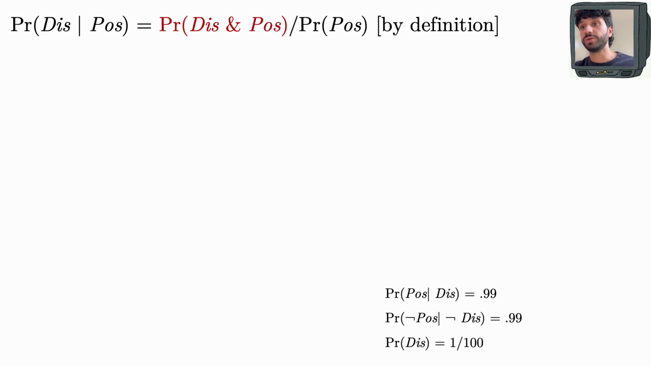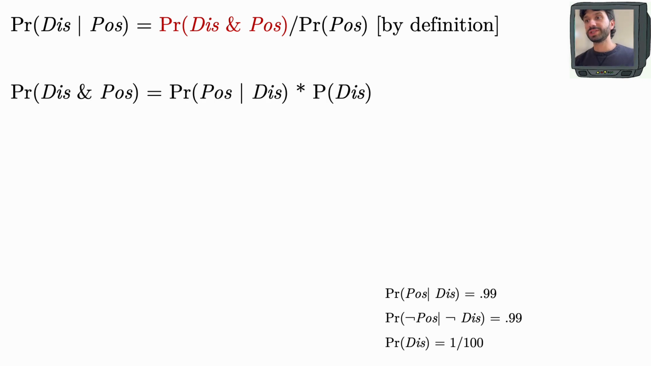And that's what we're going to do. So let's look at the denominator, the probability of having the disease and testing positive. We're going to do the same thing here. We're going to expand using the definition. The probability of having the disease and testing positive is equal to the probability of testing positive, given that you have the disease, times the probability of having the disease.